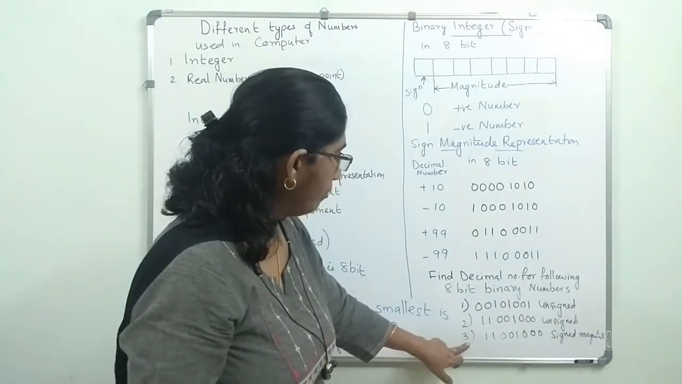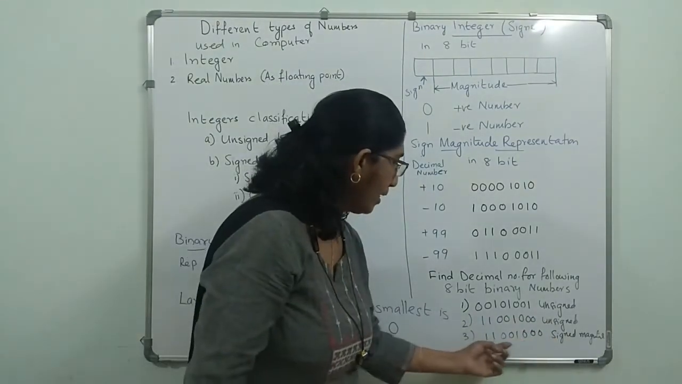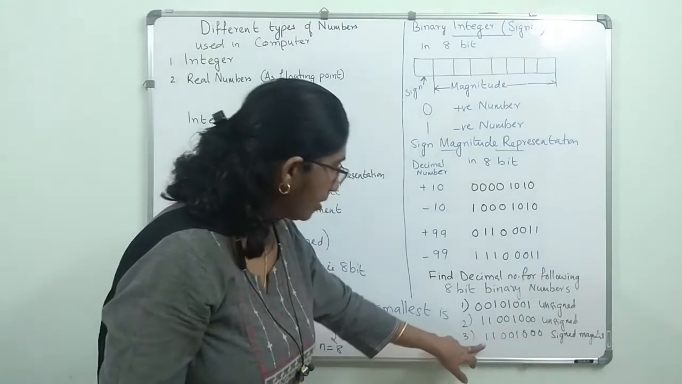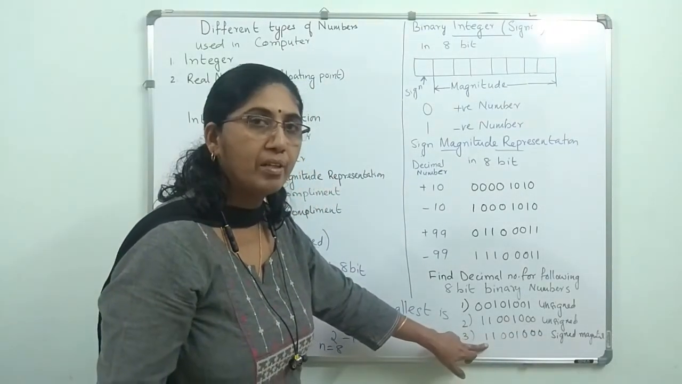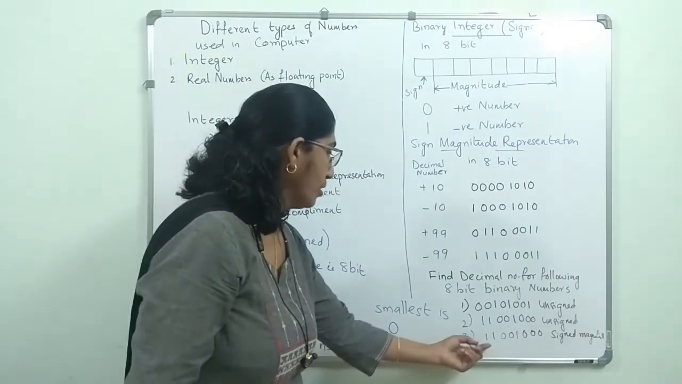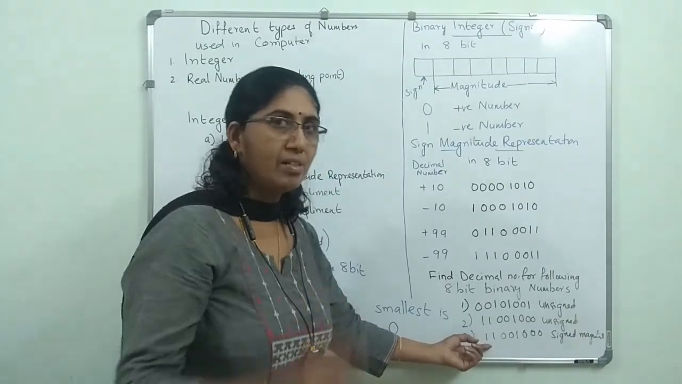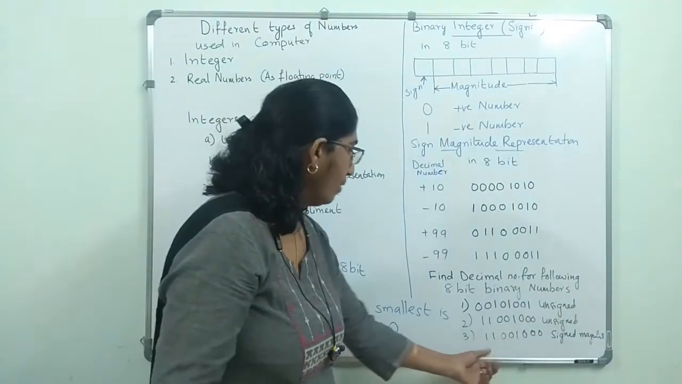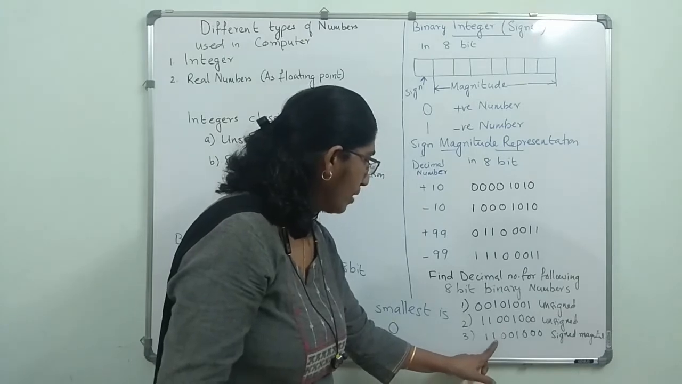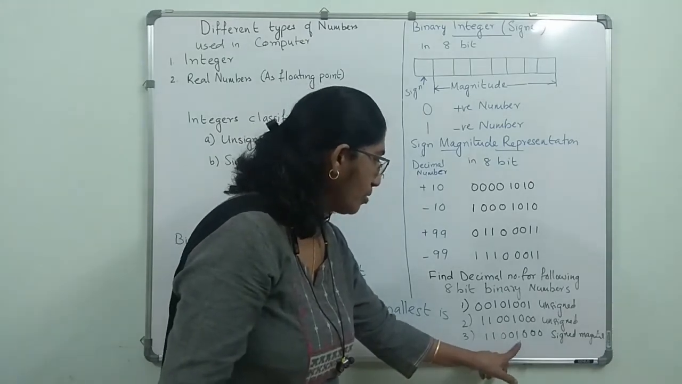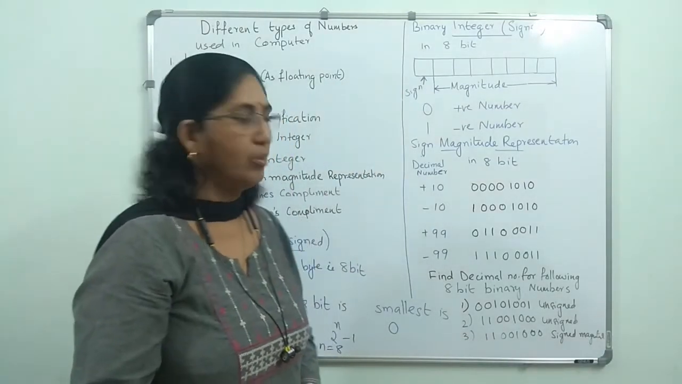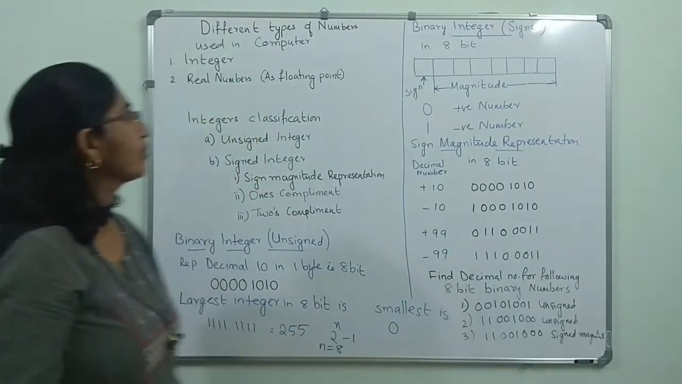Whereas you look at this third one, this is a binary number in the signed magnitude representation. Signed magnitude representation means the first digit is to represent whether the number is positive or negative. So this one is for negative. That means the number is a negative integer. Then the rest part you have to take. So this is 1 into 2 raised to 7 plus 1 into 2 raised to 3, etc. You have to calculate, so that you can work it out.